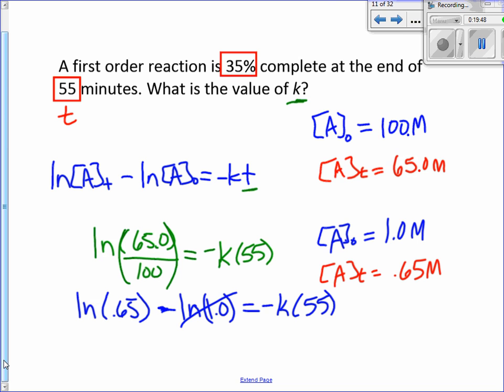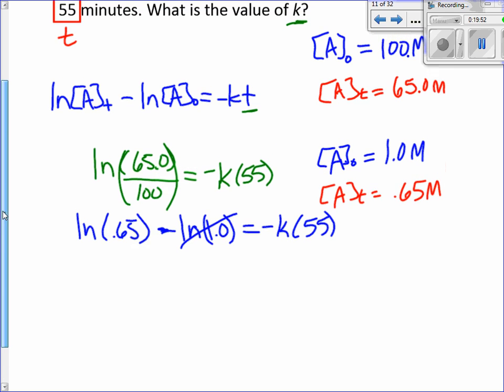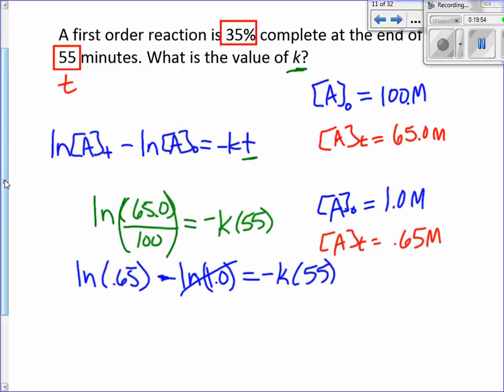It's like M to the minus 1, whatever you had. Okay, so we have 1 over M to the N, big M, sorry, minus 1 times the time unit. In this case, our time unit is minutes. So we know what type of order this is.